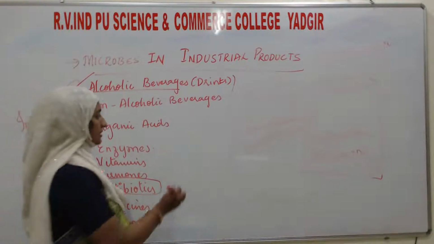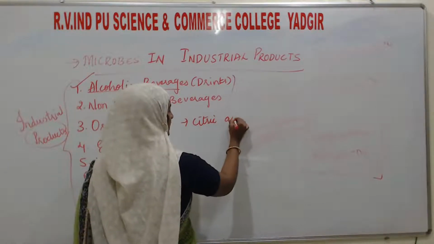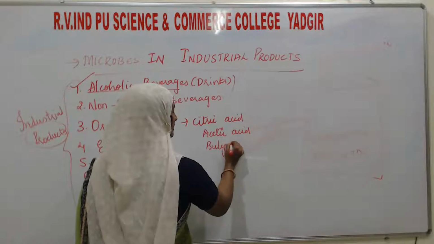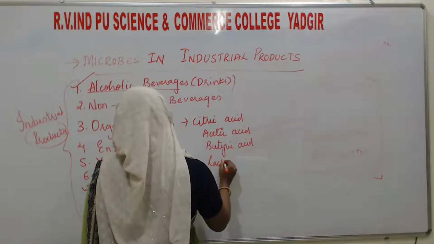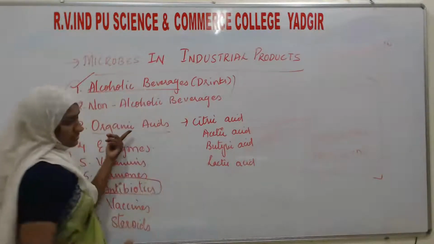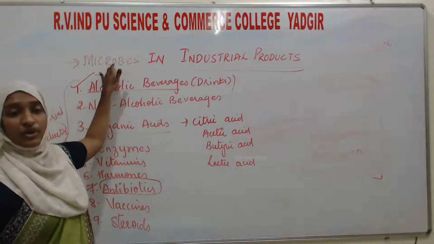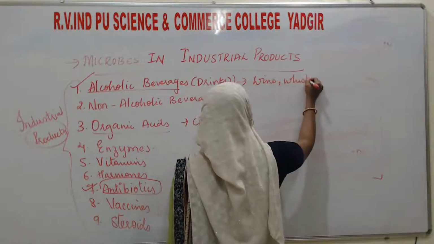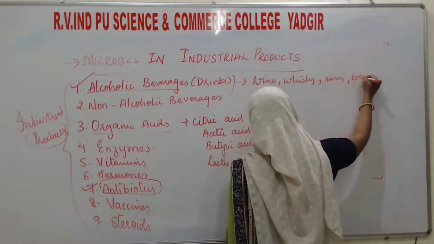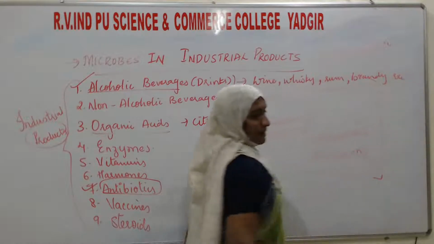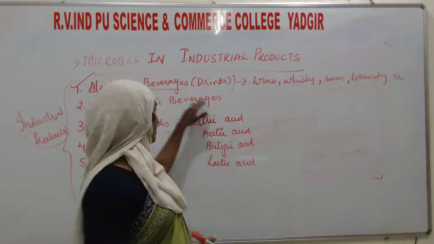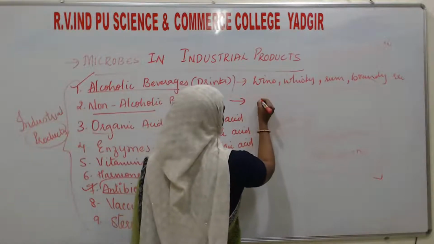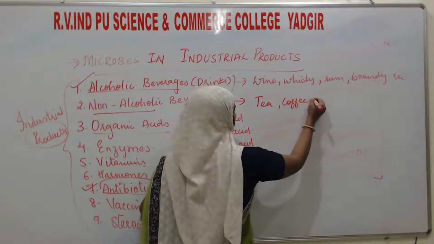Organic acids means such as citric acid, acetic acid, butyric acid, then lactic acid. All these acids come under organic acids, which are also produced by the use of microbes. Alcoholic beverages means whatever the wine, whiskey, rum, brandy, etc. Whatever the brands or different alcoholic beverages there are, all come under alcoholic beverages or drinks. Non-alcoholic means tea, coffee, etc.